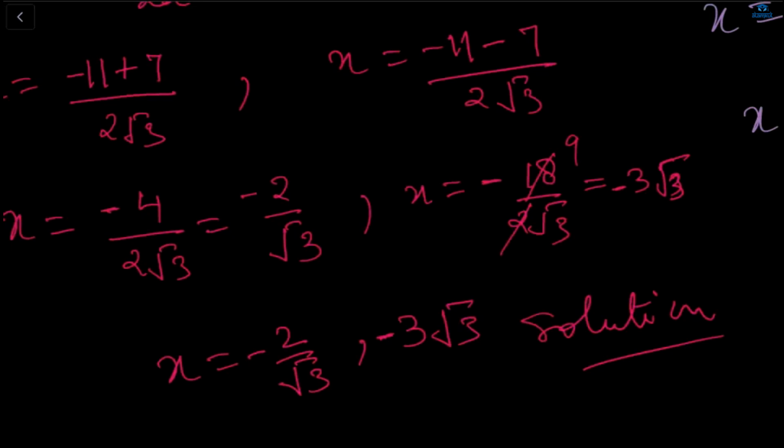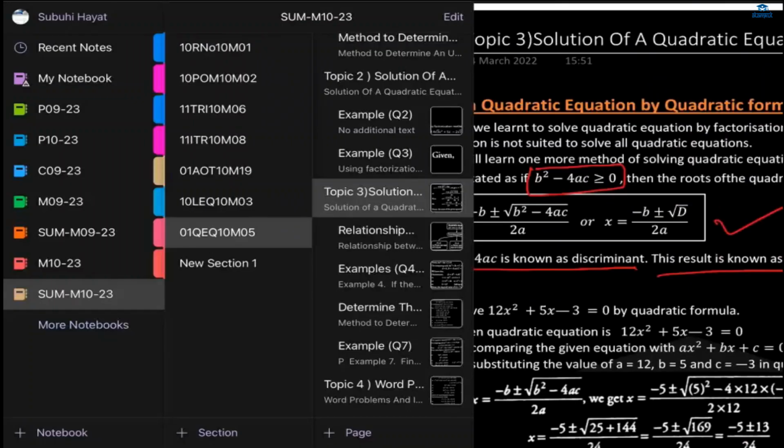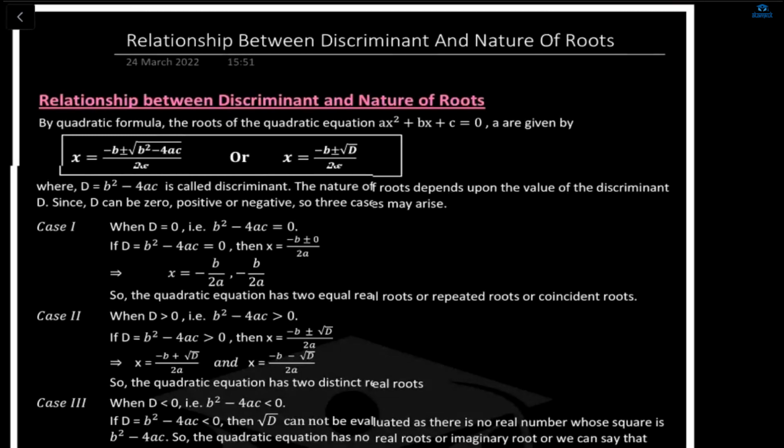Anybody, any doubt? No, ma'am, no doubt. Okay, so have you understood how you are going to solve with the quadratic formula? Now let's see the relationship between the discriminant and the nature of roots. How can we find the nature of its roots? In fact, in linear equations I explained the chart, whether the system is consistent, overlapping, or has parallel lines. So we will see it here also.